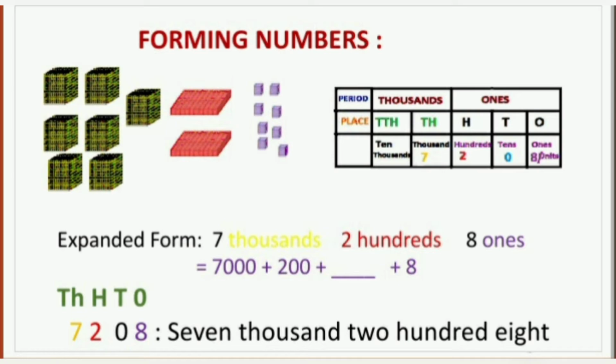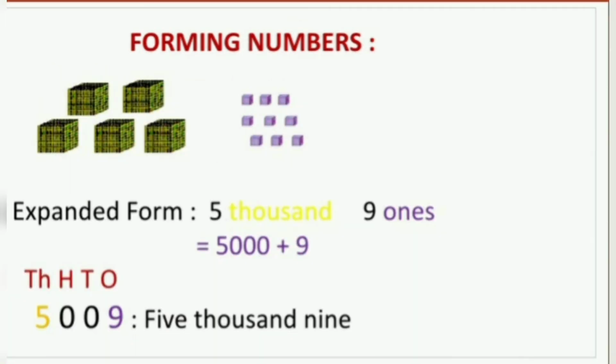Remember that you have to move from right to left. And the number is written as 7,208. Let us see one more example. Here you can see 5 cubical blocks are shown. So 5,000, and 9 unit cubes you can see, that is 9 ones. So the expanded form as well as the numeral form is shown here.